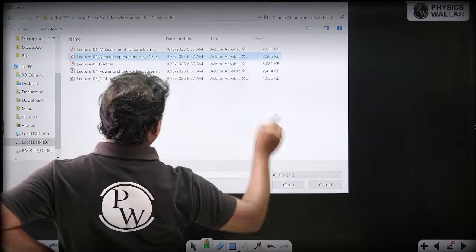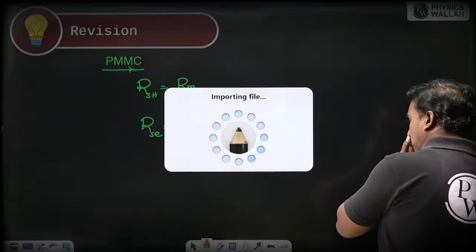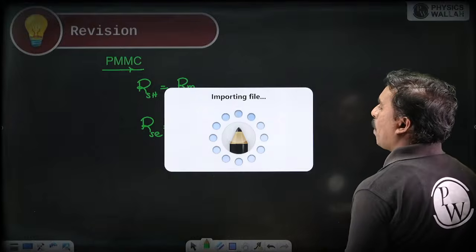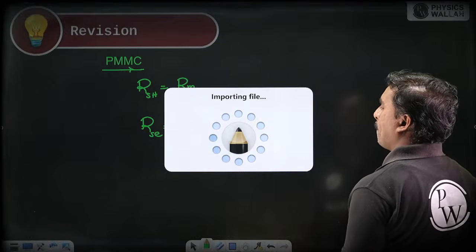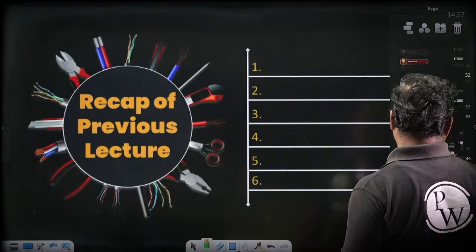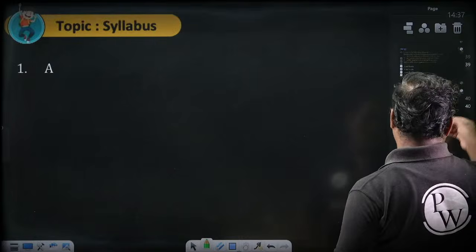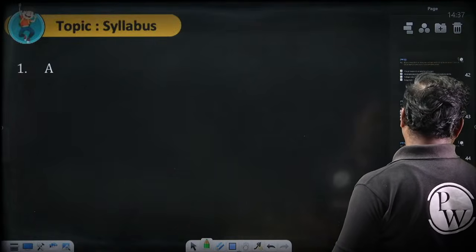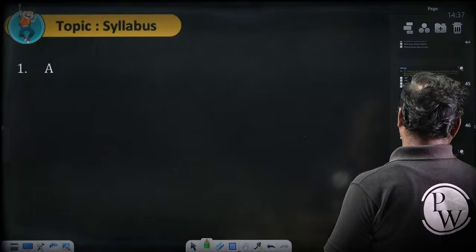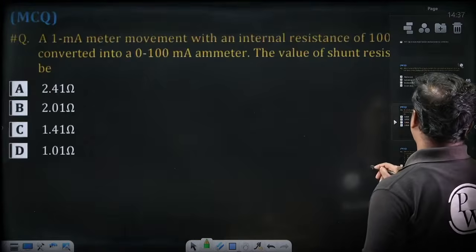Based on this, let us take some questions on the measuring instruments. What type of questions are asked? Try to answer the questions one by one. Answer this question, make it fast.